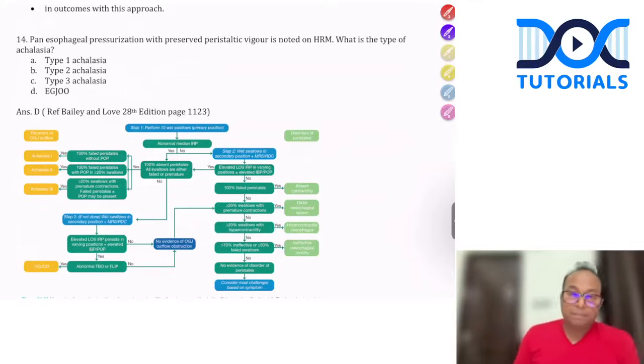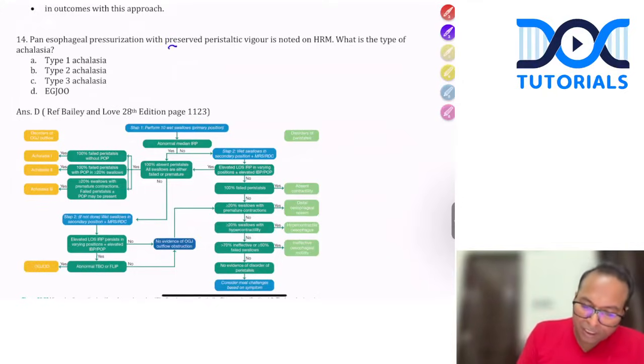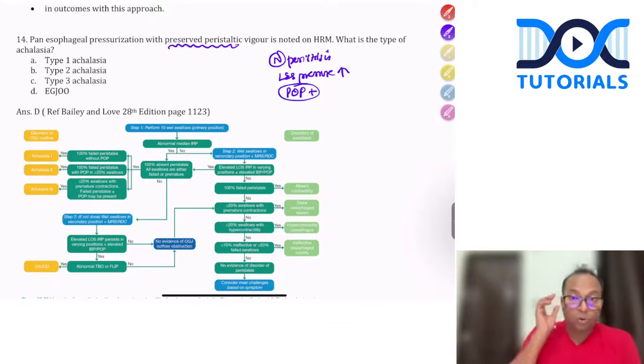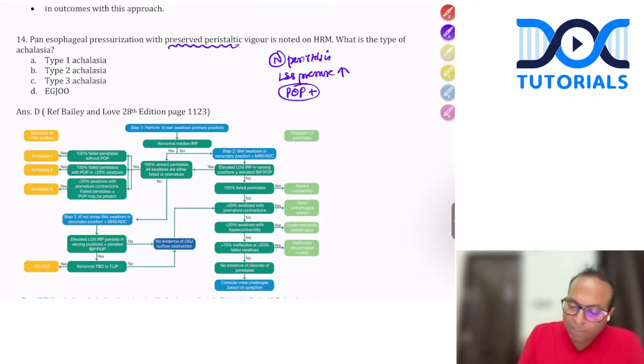So this is again a repeat MCQ in NEET SS. Pan-esophageal pressurization with preserved peristalsis. In other words, normal peristalsis is present. LES pressure is high. Pan-esophageal pressurization is present. So don't go on with the MCQ choices, only with the POP.